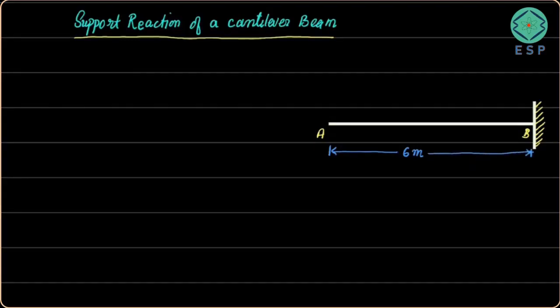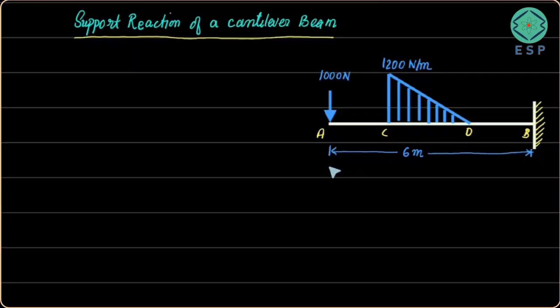And there's a point load of 1000 newtons acting at the free end, that is point A. There's a uniformly varying load of intensity 1200 newtons per meter acting between point C and point D. The distance between point A and C is given as 2 meters. The distance between point C and D is given as 3 meters, and the distance between point D and B is obviously 1 meter.